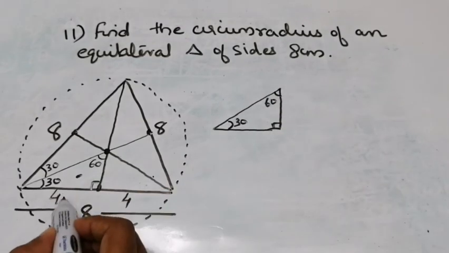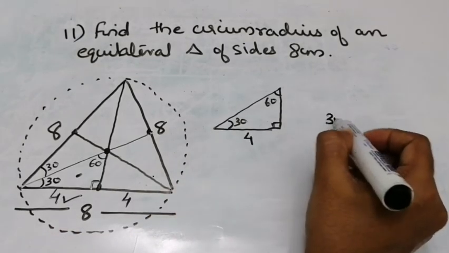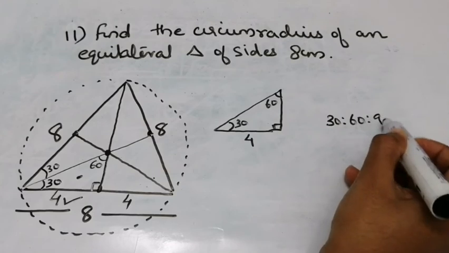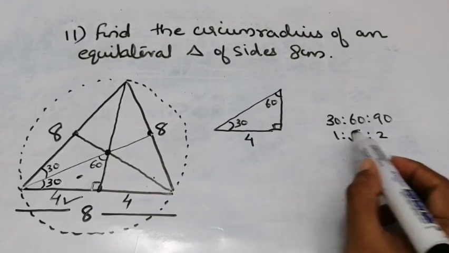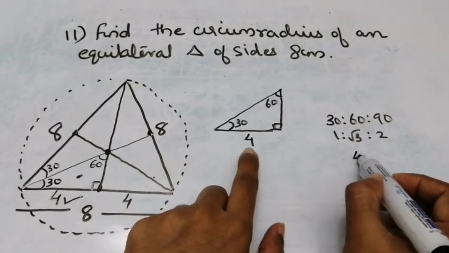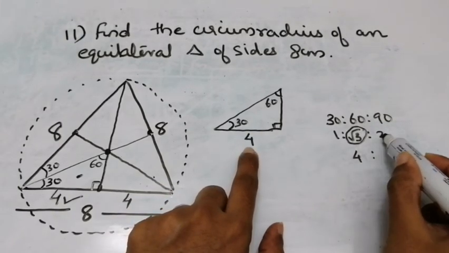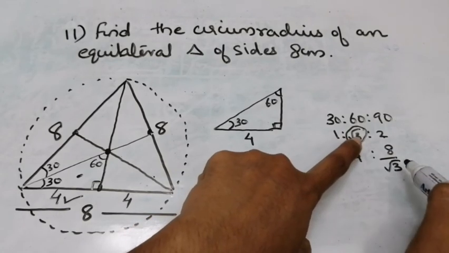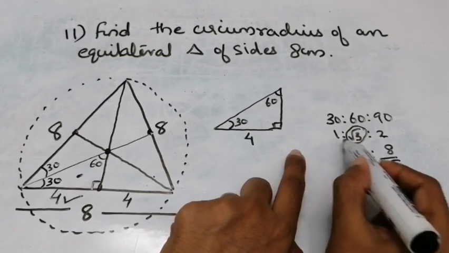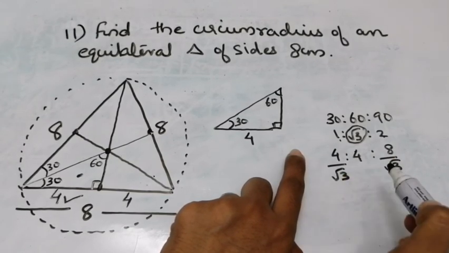So which side is given here? You can see that the side opposite to 60 degree is given. So 30 is to 60 is to 90. What is the ratio? 1 is to root 3 is to 2. So opposite to 60 degree is given as 4, and the hypotenuse is 2 times. So how can you do this one? 4 into 2, 8 divided by this root 3. Similarly, 1 into 4 is 4 divided by root 3.